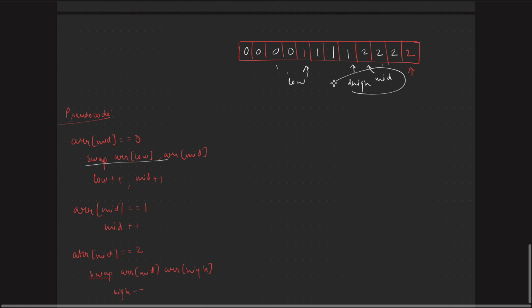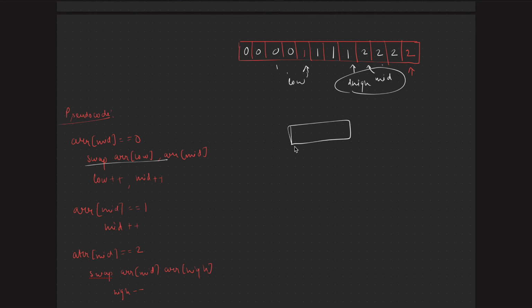Now our mid element has finally passed high. It means originally the unsorted portion was from mid to high, and this was low. If we traverse this completely, the mid will surpass the high pointer and our unsorted portion will become 0, like we don't have any more elements to sort.